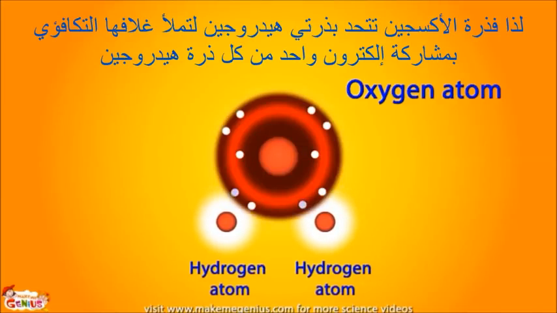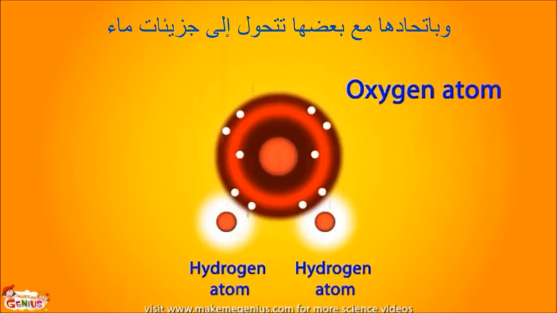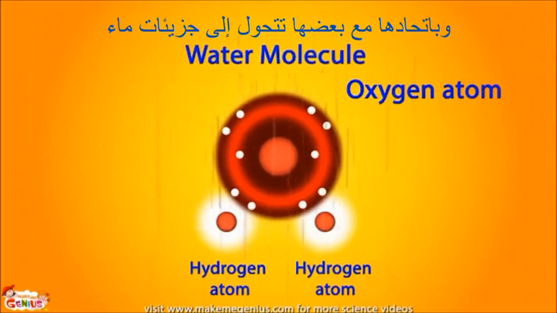So the oxygen atom bonds with 2 hydrogen atoms to fill its valence shell by sharing 1 electron from each hydrogen atom. In this way, the hydrogen atom's requirement is also fulfilled, as they can also fill their shells to their capacity of 2 electrons in their valence shells. By combining together, they become water molecules.